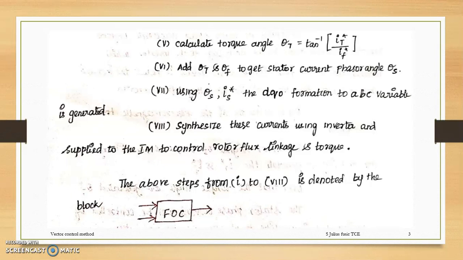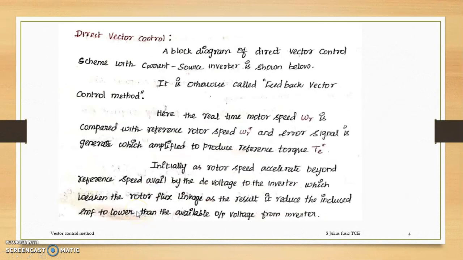These 8 steps are defined using a simple block diagram, which is called FOC. So directly we will go to the direct control method. The direct control method block diagram will be explained in the next slide. The direct control method is a combination of your FOC along with a current source inverter connected to your induction motor. It is also called a feedback vector control method.